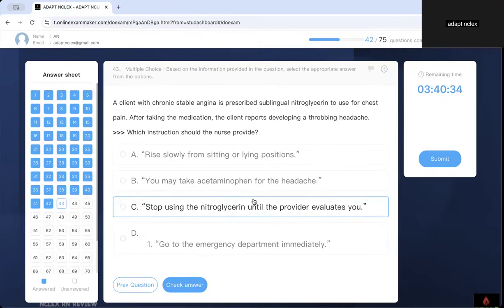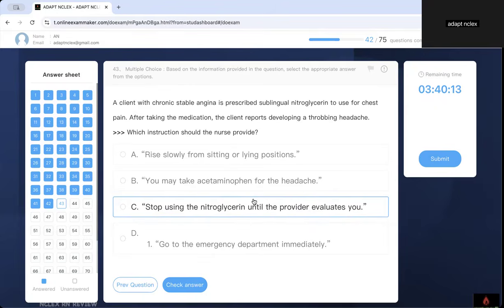A client with chronic stable angina is prescribed sublingual nitro to use for chest pain. After taking the medication, the client reports developing a throbbing headache. This is the same idea, right? You're providing some teaching related to the medication, and that's what the NCLEX asks you.